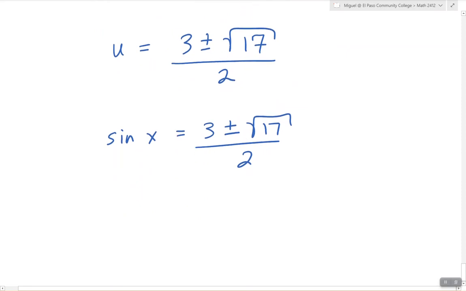Break this up into two different sine equations. This is where we would break out the calculator and get an approximation, right? So we would do 3 plus the square root of 17 over 2, and also 3 minus the square root of 17 over 2. The first one will give us approximately 3.5616. The other one will give us negative 0.5616.